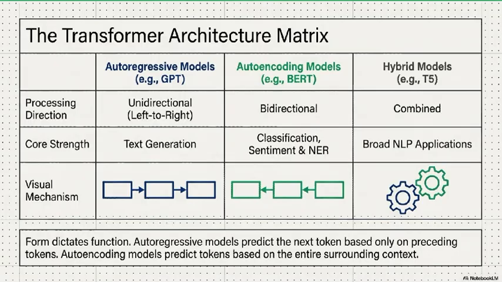Good idea. The first one is the autoregressive model. This is the architecture behind the most famous systems, like the GPT family. The big ones, yeah. Its processing direction is described as unidirectional, left to right. Right. Now, even though the attention mechanism looks at the whole prompt at once, the generation mechanism in an autoregressive model only moves forward. Okay, so it only creates in one direction. Exactly. It predicts the very next token based strictly on the tokens that came before it. Once it generates a word, that word becomes part of the history, and it guesses the next one. So its core strength is text generation. It's basically a prediction engine.